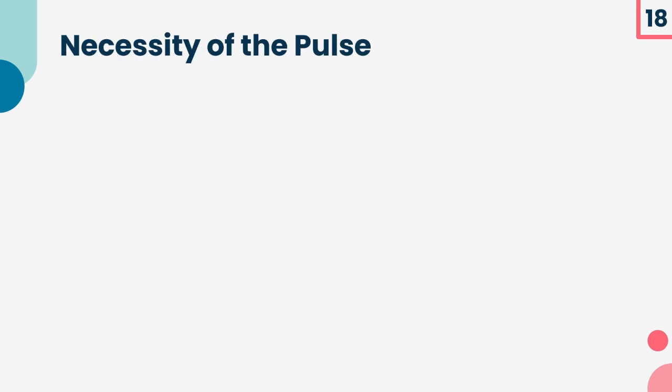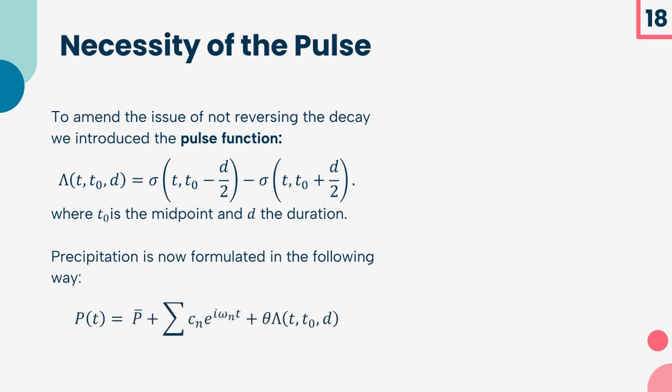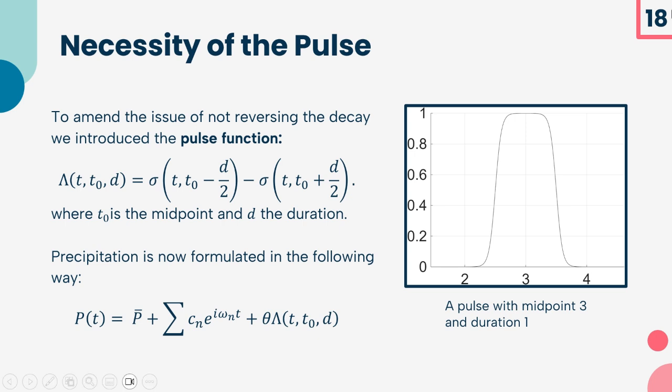So what you need to do is add a pulse, which is basically there's a heavy rainfall. So this is basically the difference between two activation functions. We've got T0 as the midpoint and D as the duration. And we add this to our precipitation formulation. So basically, mean plus oscillation plus heavy rainfall. So we inject some water into the system, which makes sense.